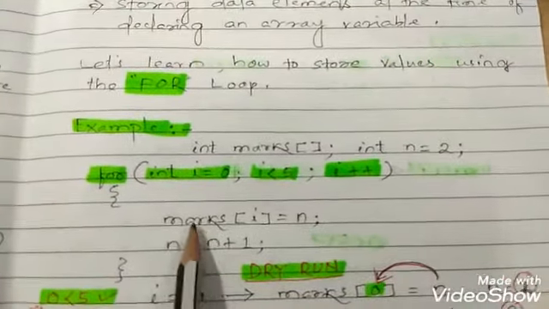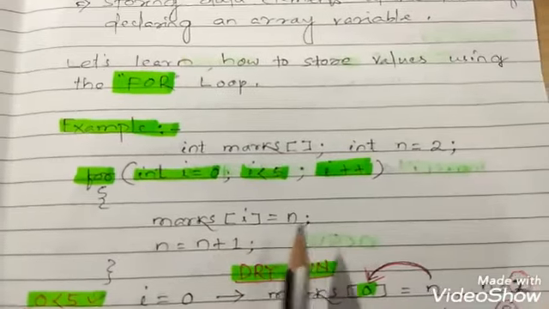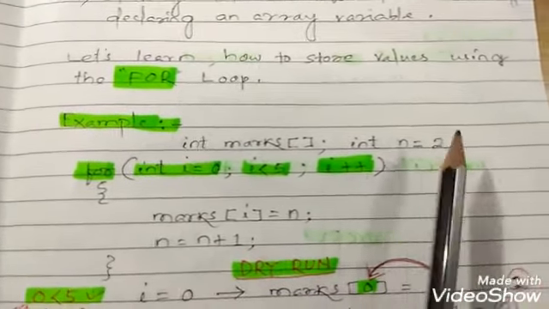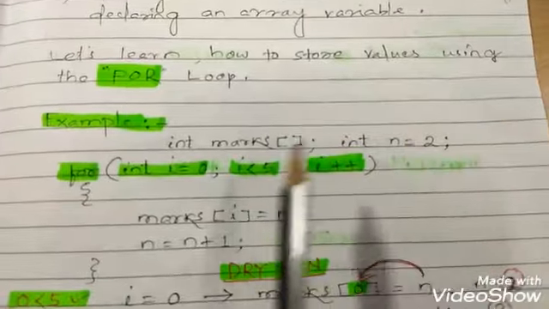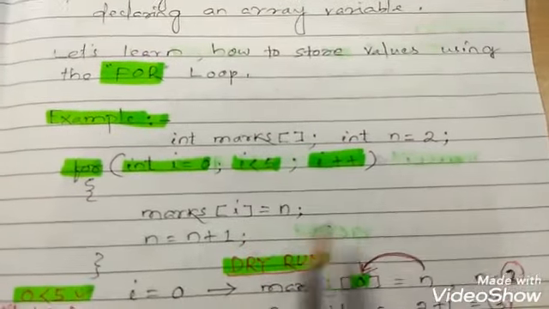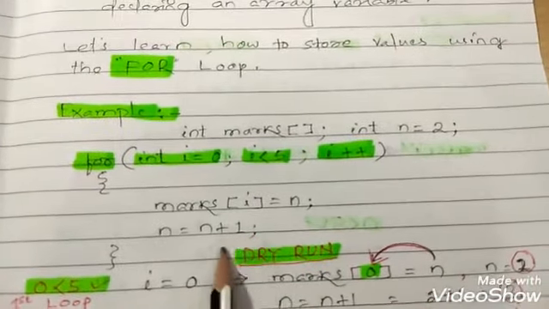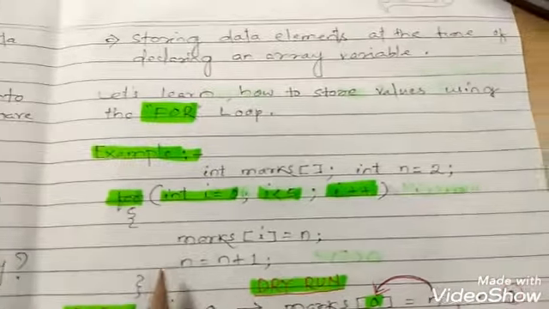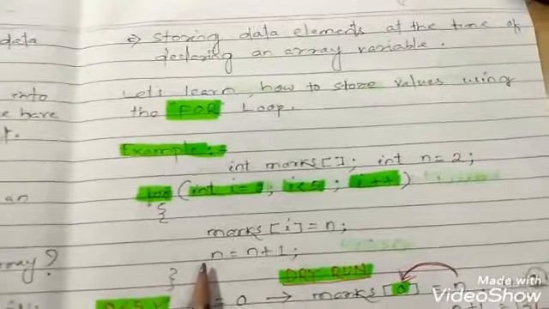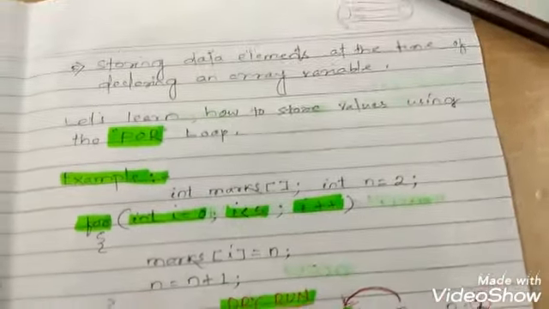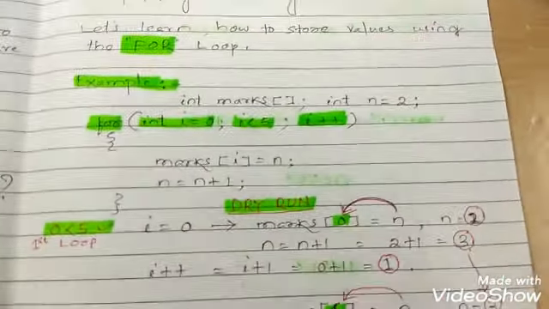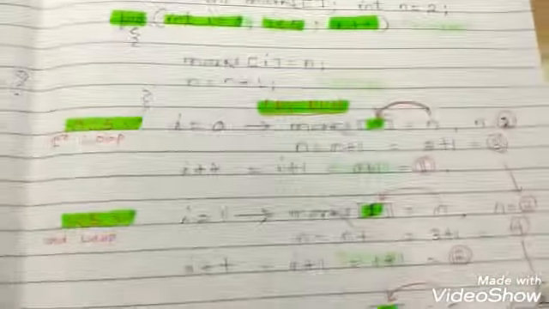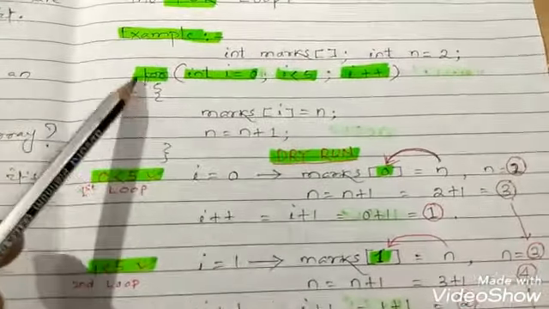Then i plus plus. Here, marks i equal to n, n equal to n plus 1. That means I want to store the first element 2, then next 2 plus 1, that is 3, then 4, then 5, then 6. 2, 3, 4, 5, 6 I want to store serially here in marks. So let's have a dry run. Let's discuss the dry run, how this for loop works.